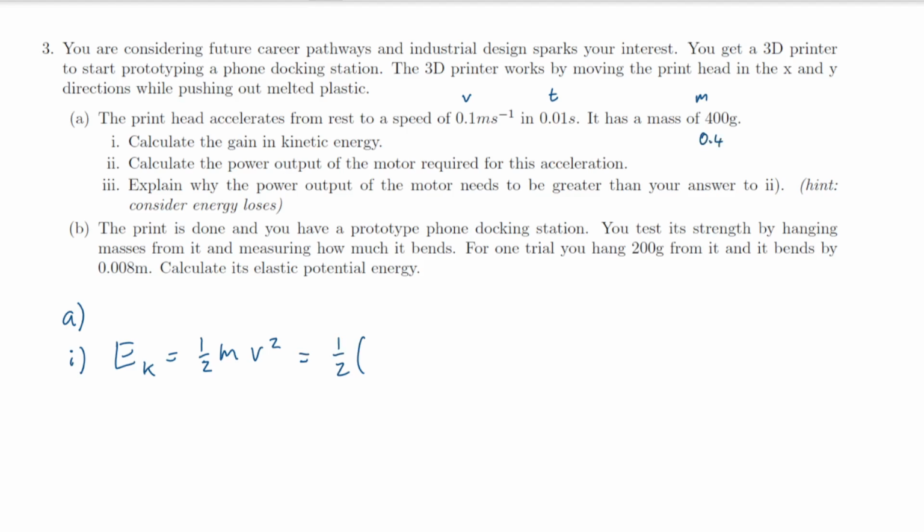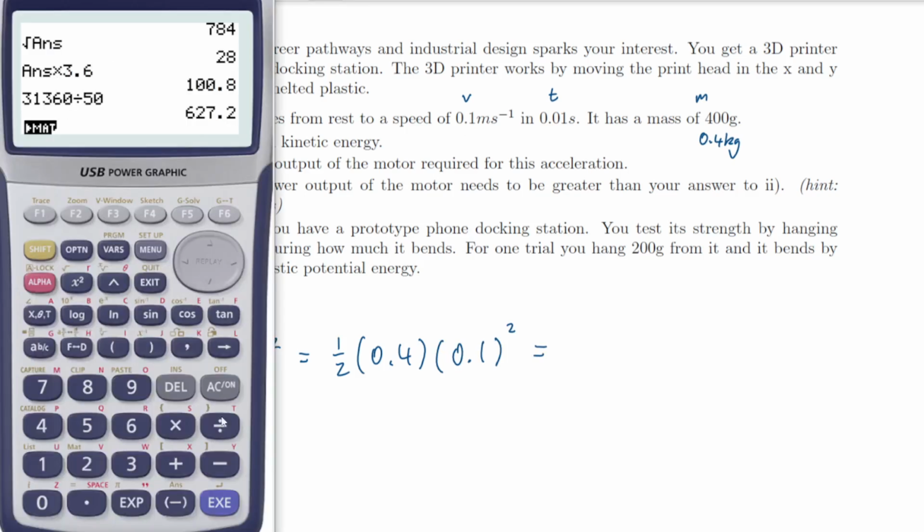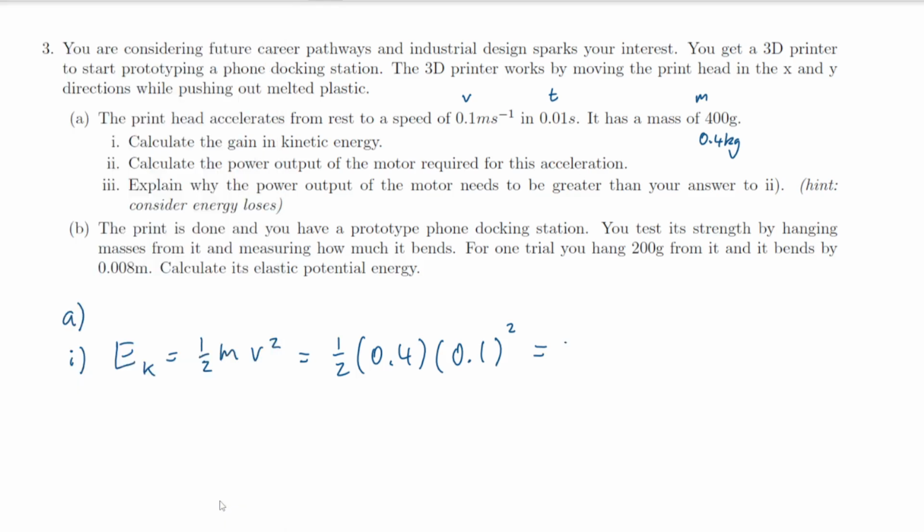Right, convert to SI units. So 0.4 kgs. 0.4 times speed, that's already in SI units. So that's all good. 0.1 all squared. So now we can compute that. So half times 0.4 times 0.1 squared gives 2 times 10 to the negative 3.